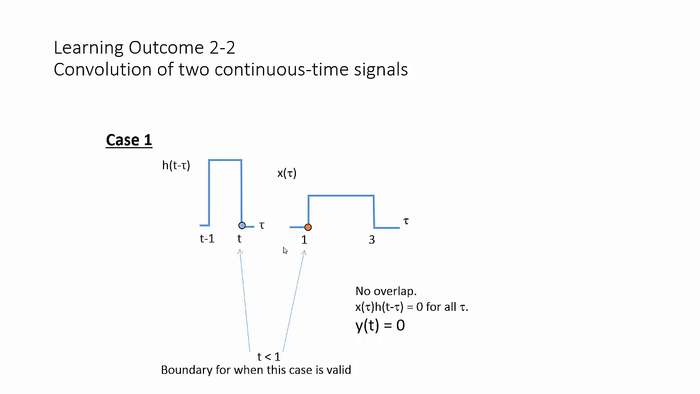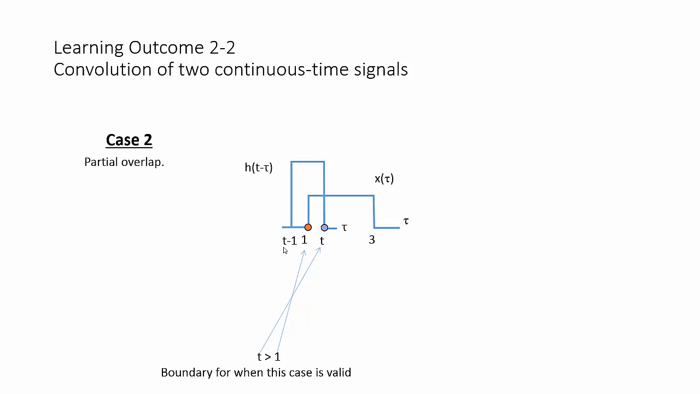Let's increase t such that they now overlap a little bit. T is now to the right of 1, so therefore t is bigger than 1. But we're going to have it partially overlapping so long as t minus 1 is to the left of 1, which is our other condition for when this is going to hold. As soon as t minus 1 gets bigger than 1, we have a different situation. Combining these two conditions together gives us time from 1 to 2.